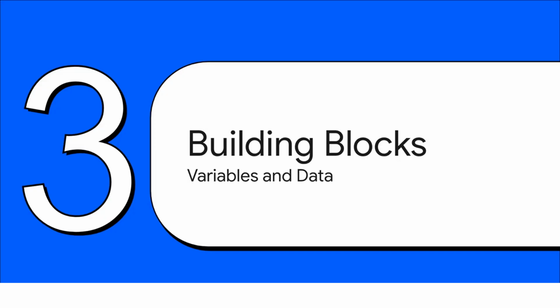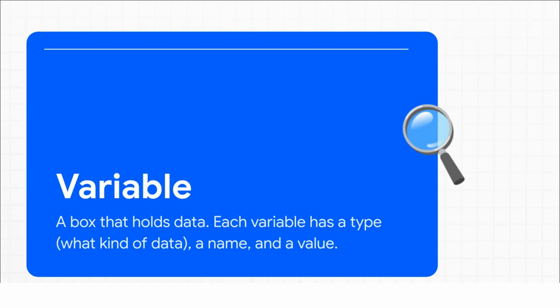So we've made our program talk. That's awesome. But how do we make it listen? How do we make it remember things? For that, we need to understand one of the most fundamental ideas in all of programming: variables. So what on earth is a variable?